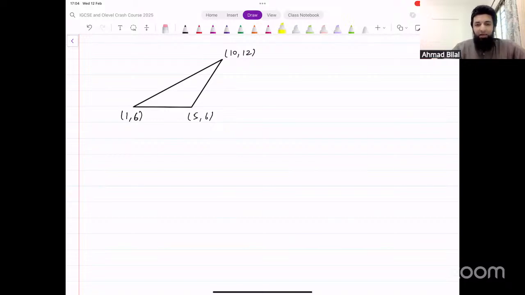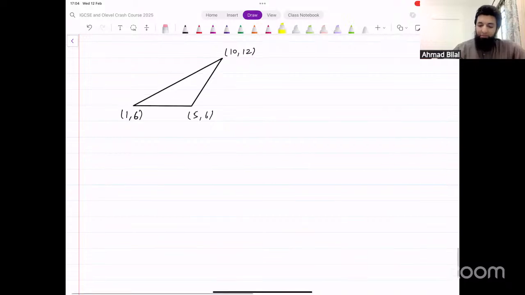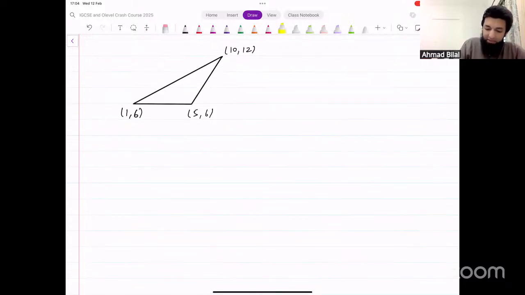Which side do we take as the base? Which side do we take as the height? If we take this side as the base, the horizontal side, do we know the length of this side? We can find that, right? Because this is x equal to 1, this is x equal to 5. You've done coordinate geometry. What's this distance going to be? From 1 to 5, this is 4 units, right? So this length, the base is 4 units.